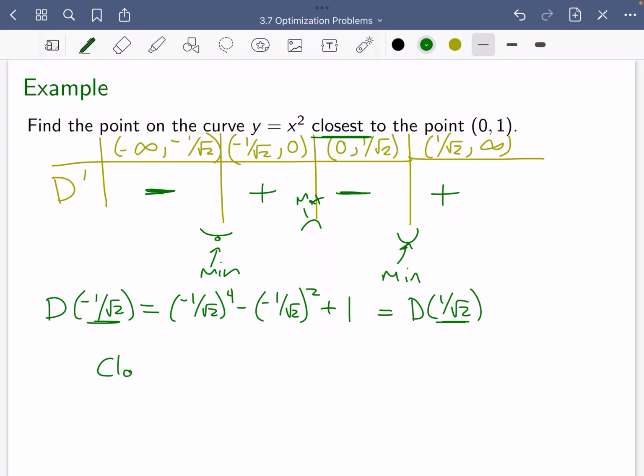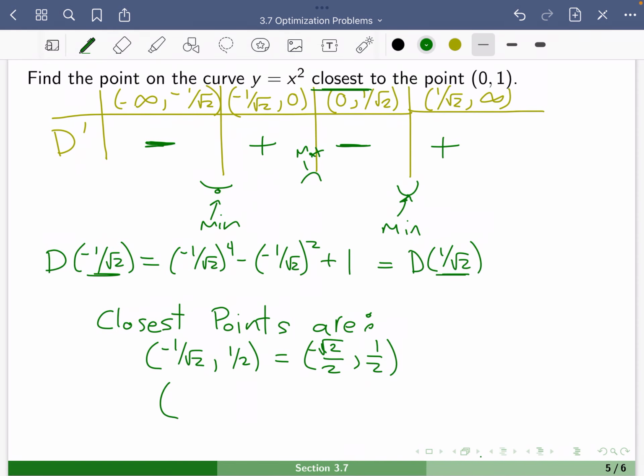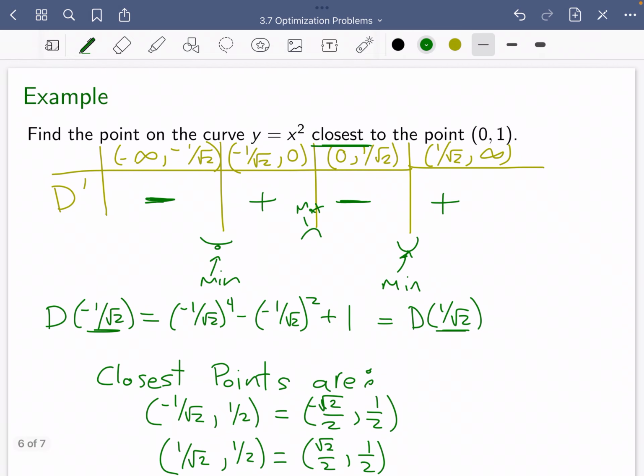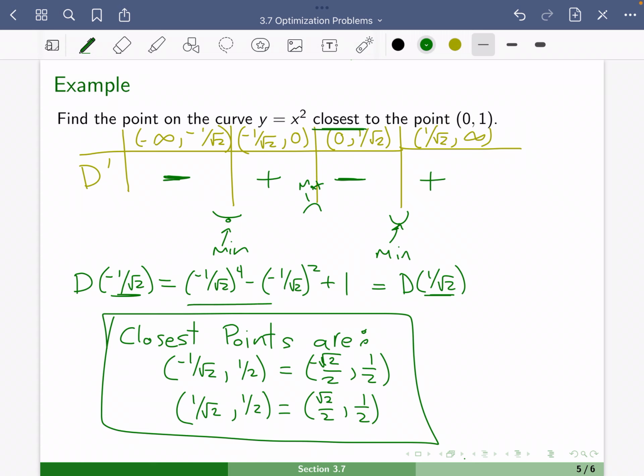So our closest points are negative 1 over root 2, comma 1/2. You could also write that as negative root 2 over 2 if you were to rationalize that denominator. And also positive 1 over root 2, comma 1/2. You might ask, where did the 1/2 come from? That's just coming from plugging this x value into our original equation. So these are the two closest points. And this is the distance that we have.